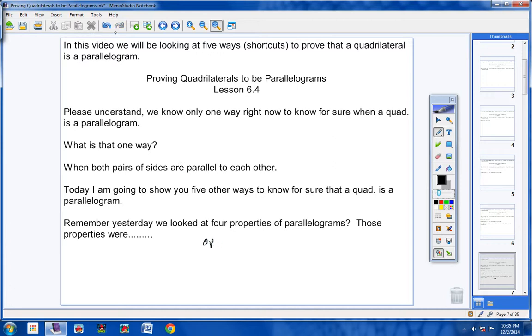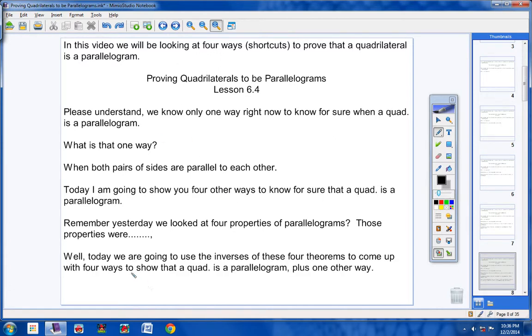opposite sides. I'm not going to write those down. I will just quote them to you. Opposite sides are congruent. Opposite angles are congruent. Consecutive angles are supplementary, and diagonals bisect each other. Okay? Those are the 4 properties we learned yesterday about parallelograms.